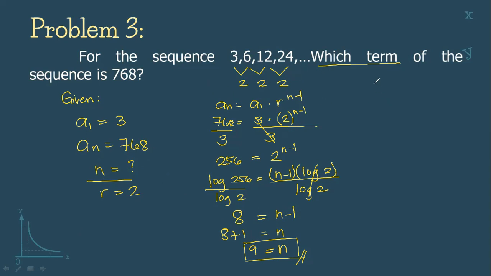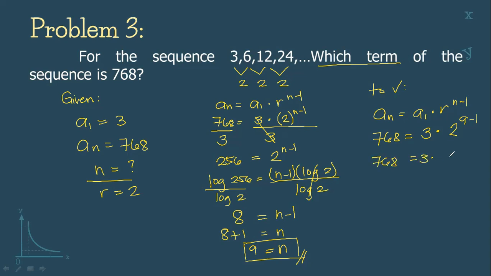So, sige nga po, i-check natin. So, we have here to check. A sub n is equal to a sub 1 multiplied by the common ratio to the n minus 1. Okay, so gamitin natin si 9. Kailangan mag-equal siya. So, we have here 768 is equal to what is our first term? That is 3 multiplied by the common ratio of 2, raised to 9 minus 1.